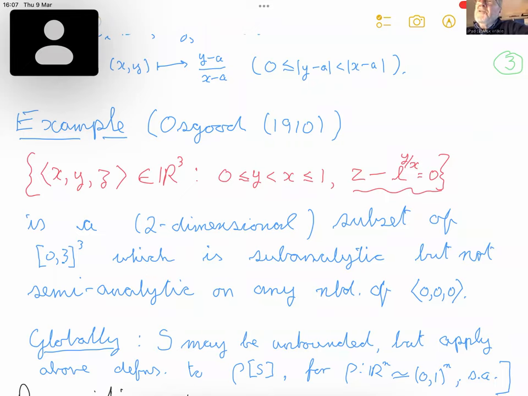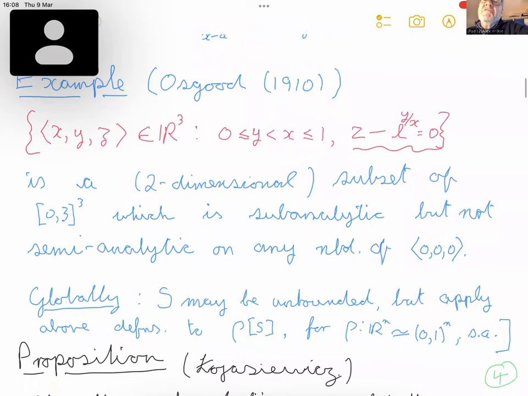Now that's obviously, in some sense, a two-dimensional subset of [0,3] cubed, which is subanalytic by definition, but it's not semi-analytic on any neighborhood of the origin. There's no analytic function of three variables which vanishes precisely on this set. The exponential function there can be any transcendental function, and the example will work.